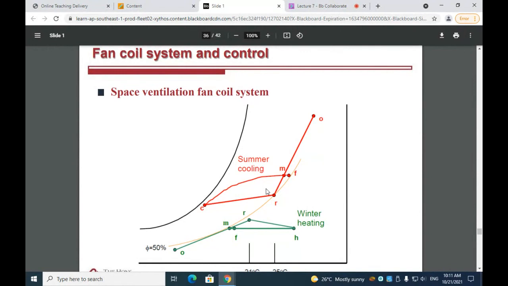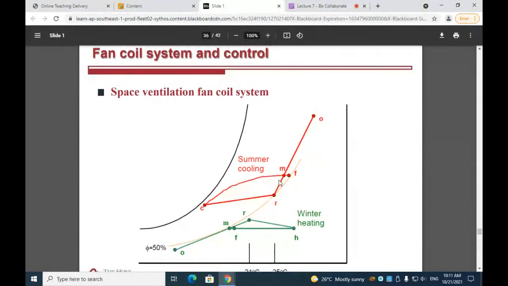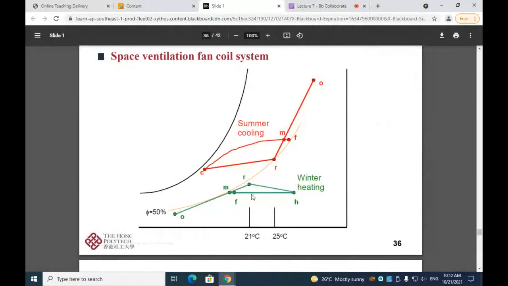Okay, so this is how the space ventilation fan coil system looks on a psychrometric chart for summer cooling condition and winter heating condition. For summer cooling condition, we have the outside air, fresh air, mixed with the return air. And it will go through the coil, and right after the coil it's supplied back to the room here.